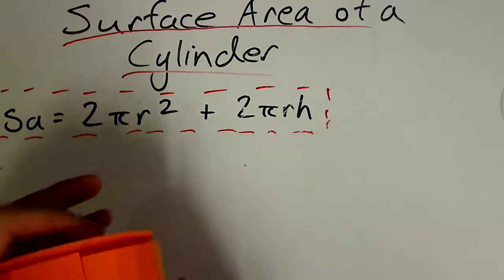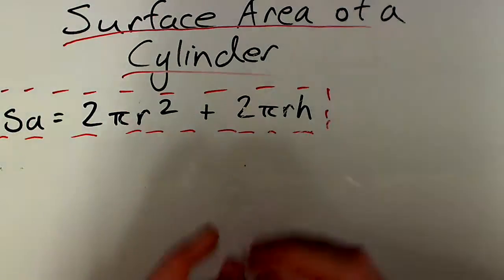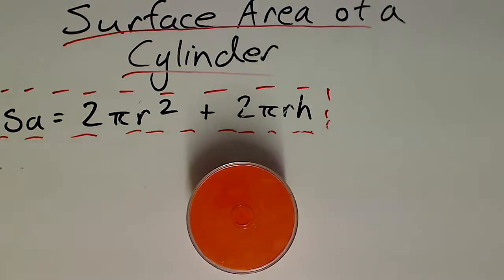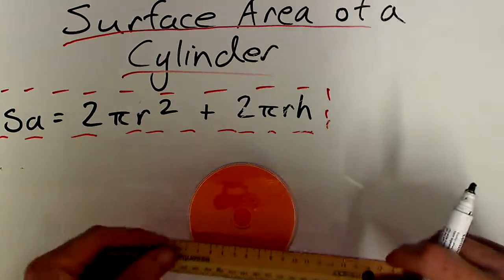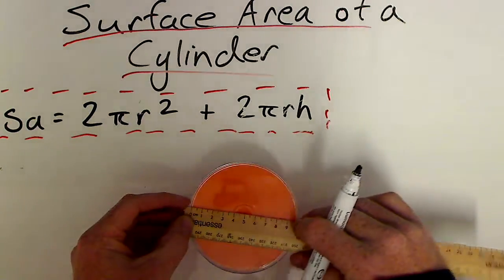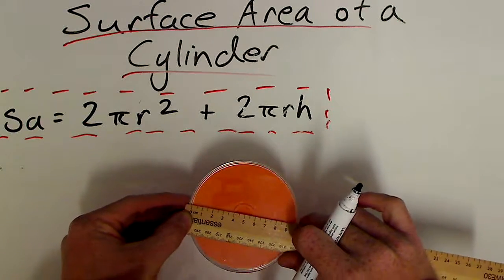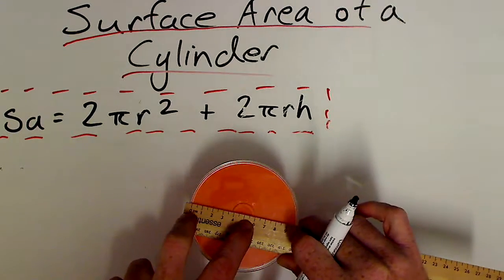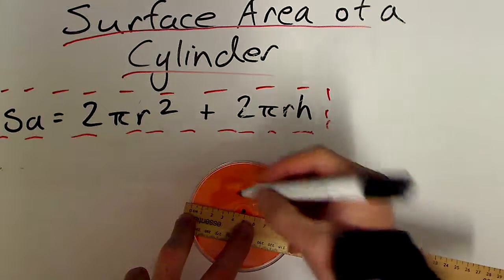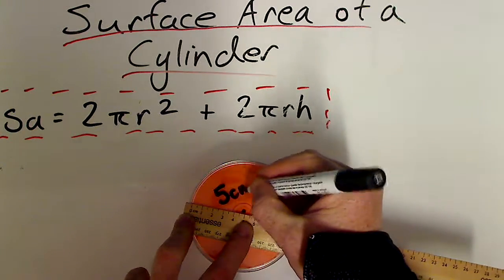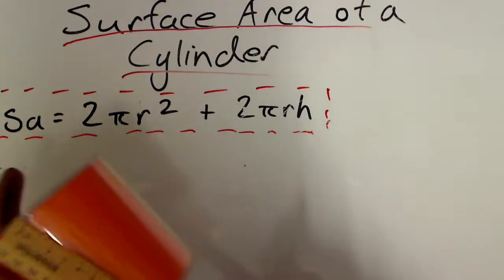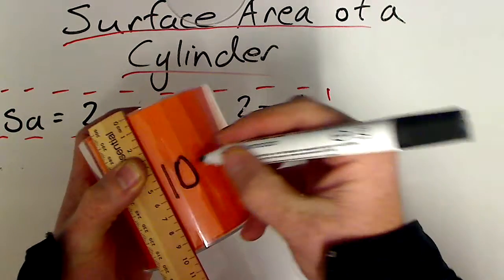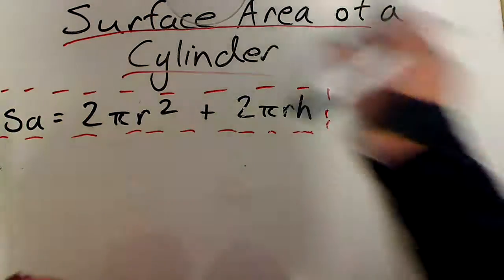When you're presented with surface area of a cylinder questions, you'll generally get the cylinder and you'll get two pieces of information. You'll get the radius. What I'm doing is measuring from the edge to the center to get my radius. So this cylinder has a radius of 5 centimeters, and it's got a height of 10 centimeters. And that's my cylinder.